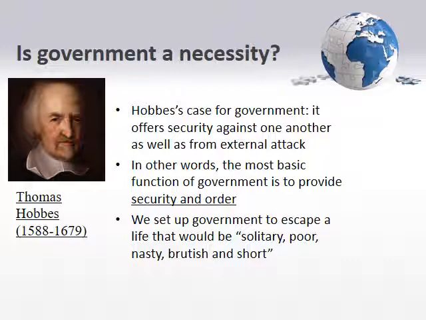Why do we need government? Is government a necessity? Well, Thomas Hobbes argued that the fundamental reason why we need government is to provide for basic security and order. And what might come to mind for that is policing, or a military to protect from external attack, to protect from attack from other countries or other states in the international system. Hobbes argued that we set up government to escape a life that would be, quote, solitary, poor, nasty, brutish, and short.